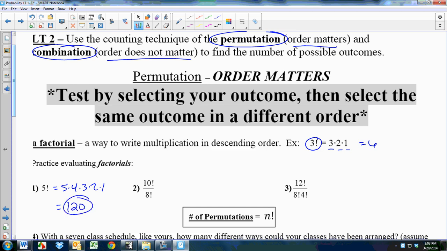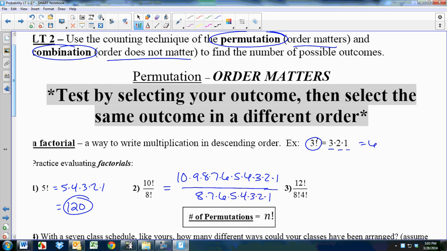The reason we're studying the factorial, the exclamation point, is because our permutation and combination formulas involve the factorial. So let's take a look at another one, number 2. 10 factorial: 10 times 9 times 8 times 7 times 6 times 5 times 4 times 3 times 2 times 1, divided by 8 factorial: 8 times 7 times 6 times 5 times 4 times 3 times 2 times 1.